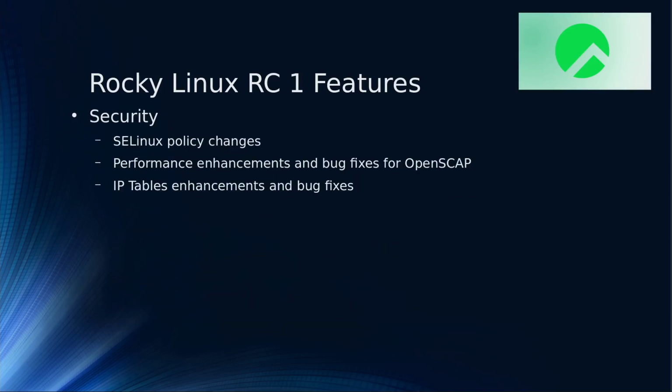Security, there have been a number of changes here, like SELinux policy changes. Basically, these are just trying to make it easier for things to work together, whether they're sharing memory or moving data between different processes. In the past, SELinux has gotten in the way and become a problem, and so these are policy changes that relax some of that by default. There are also performance enhancements and bug fixes for OpenSCAP, and iptables enhancements and bug fixes there.